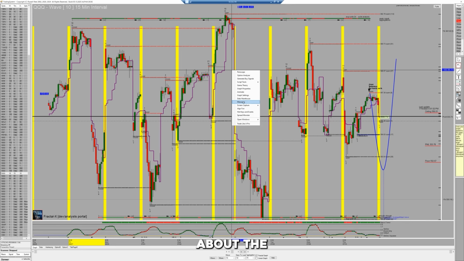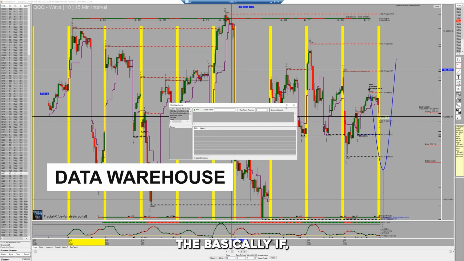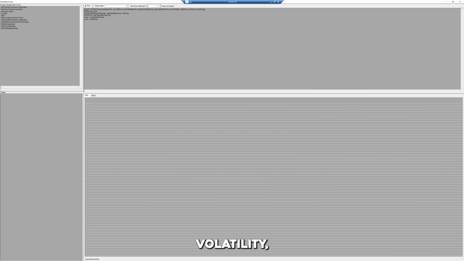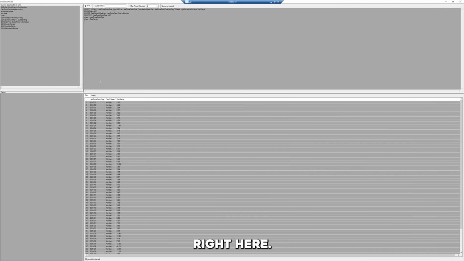Let's talk about the data warehouse. If you know structured query language coding, you're going to do pretty well with this tool right here. But I'm going to go through some of the inbuilt default queries in it. For example, for the Monday volatility, you can run this query right here. We have different databases, and in those databases you can write code and derive data from it, right?